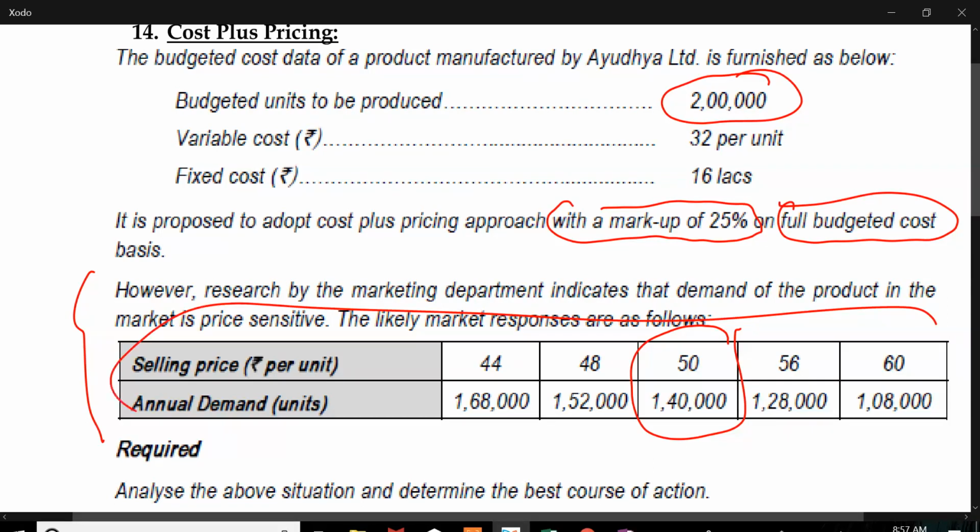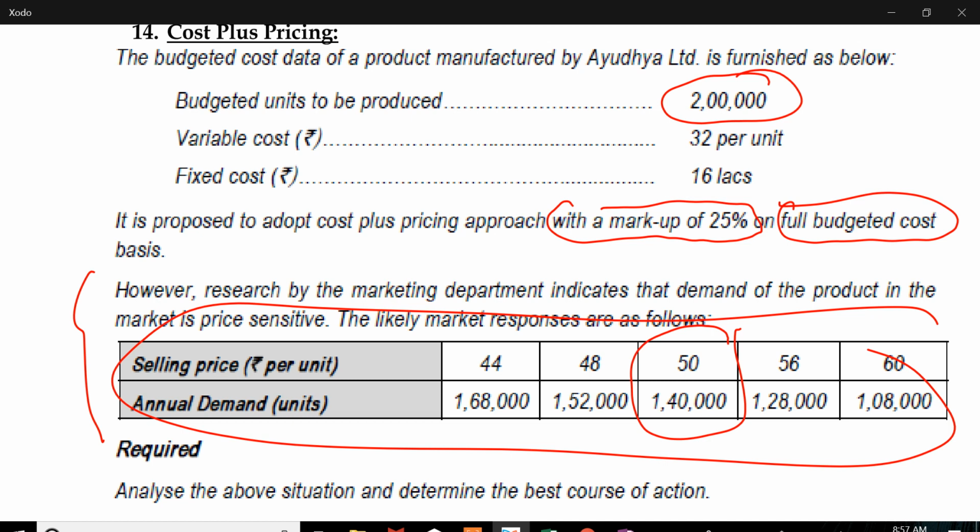Let me analyze which is better among these 5 then. But whatever is their plan is not going to work out for the company, because at a price of 50 they can sell how many units? 1,40,000. The company will not be able to fix a price of 50 rupees for its full capacity.